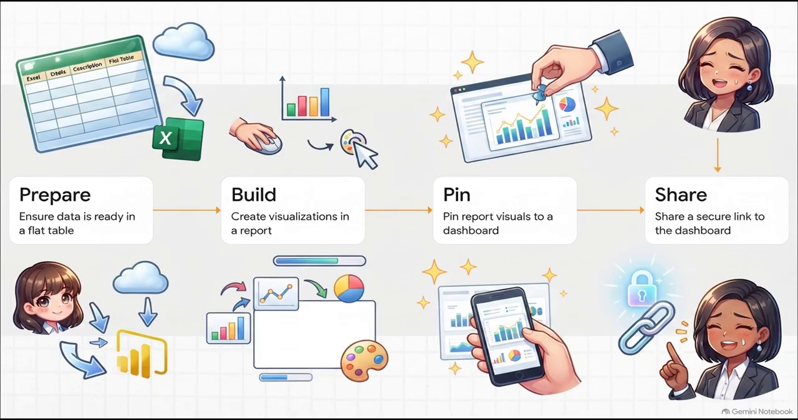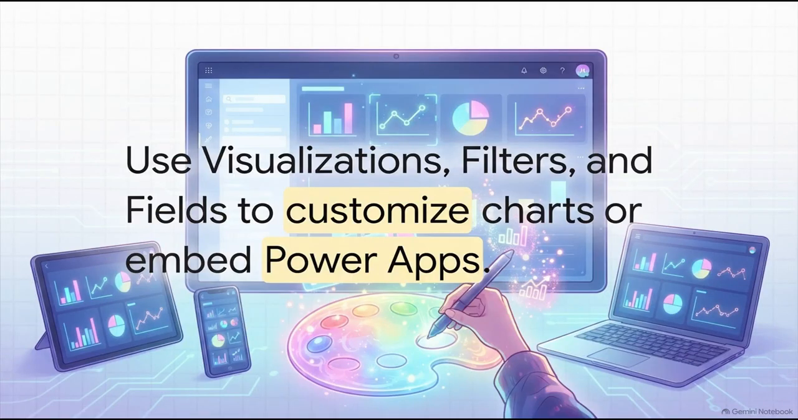Step 1, prepare your data. Make sure it's a flat table with clear headers, then upload it to the Power BI service. Step 2, build your report by literally dragging and dropping visuals onto the canvas. Step 3, pin the best visuals from that report onto a single dashboard canvas. And step 4, share a secure link to that dashboard with your manager. Boom, done.